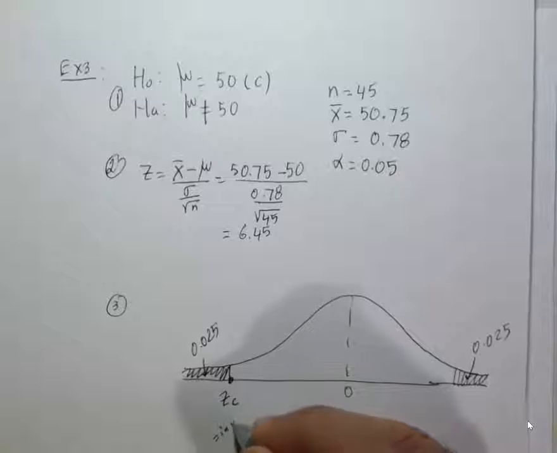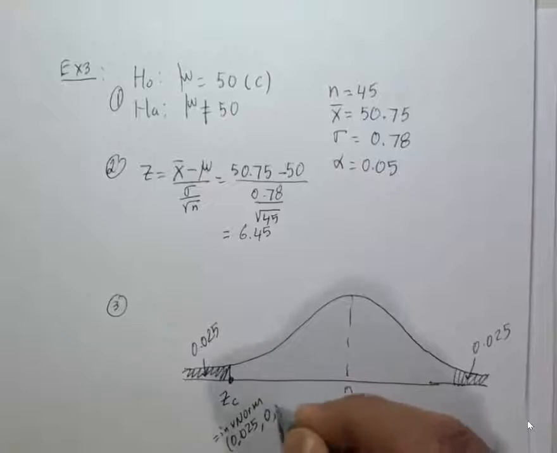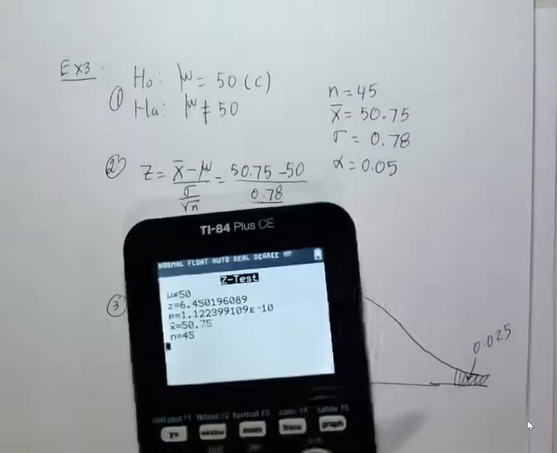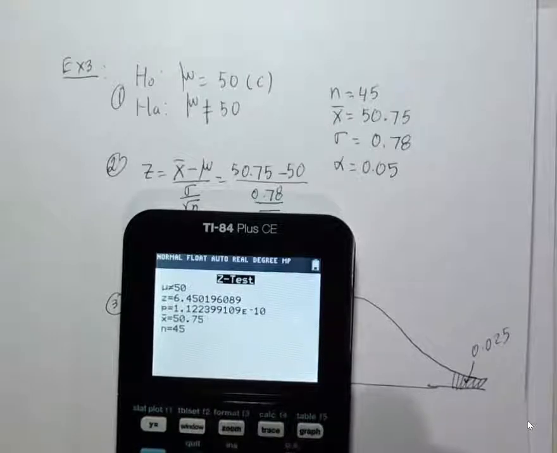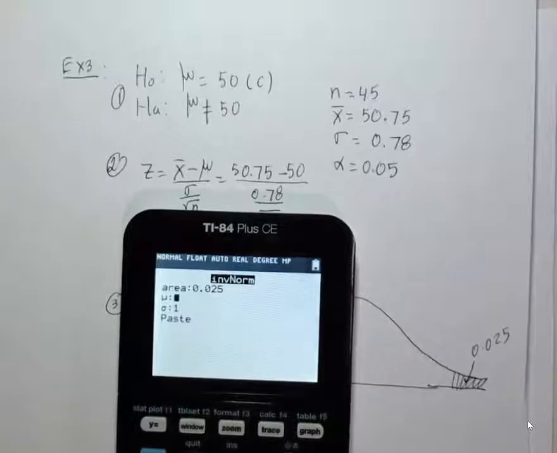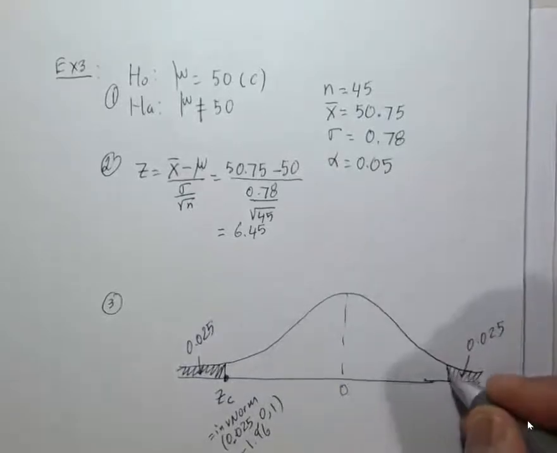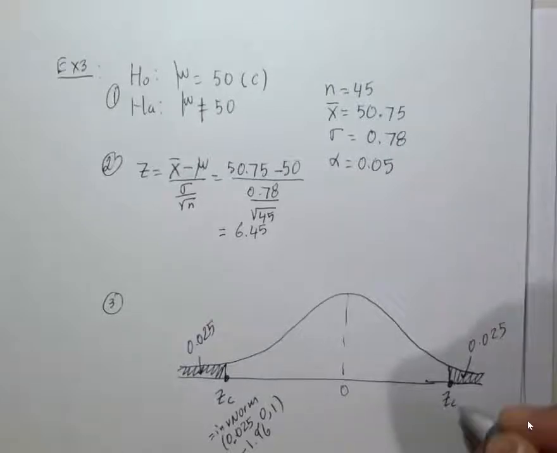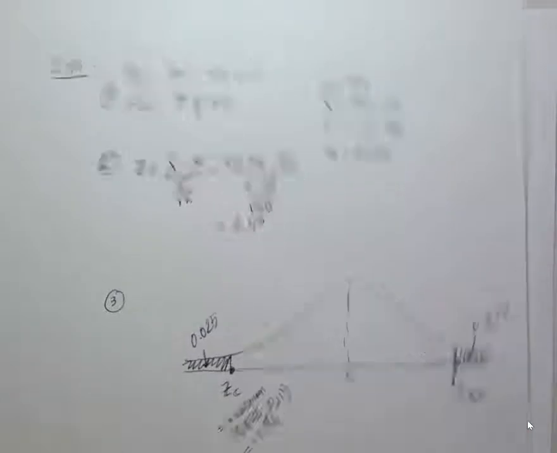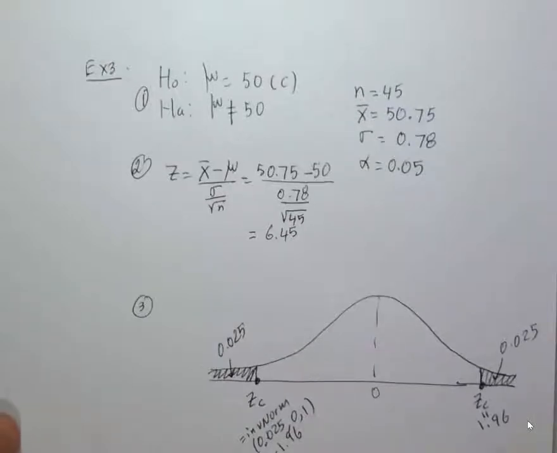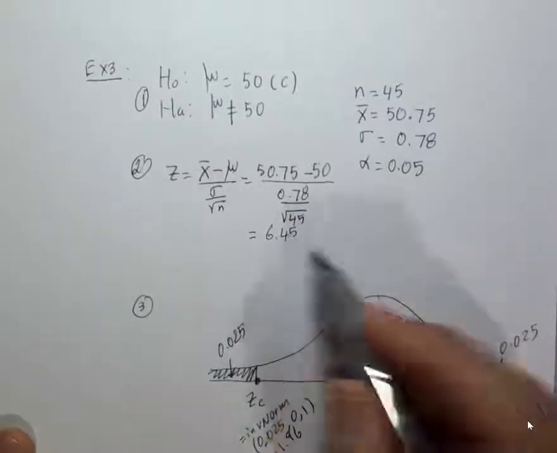It will be inverse norm, 0.025 area to the left, and then comma 0, comma 1. Okay, I think this is going to be negative 1.96. Let me show you. Second, distribute, inverse norm, 0.025, 0, 1. Watch, negative 1.96. So we have two rejection regions, guys, here, and the critical z here will be what? 1.96. And where is my test statistic? My test statistic, which is number 2, is 6.45.